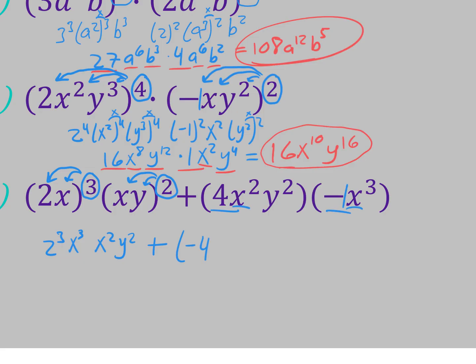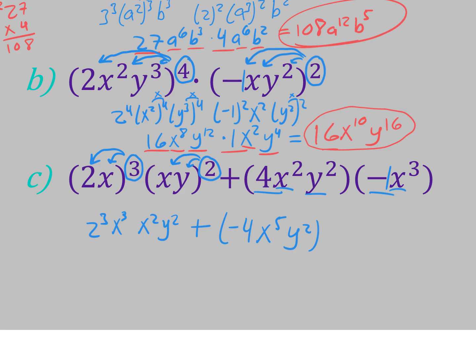X squared times x to the third is going to get me an x to the 5th. And there's nothing to combine with the y squared, so I leave it alone. And then over here, on the left side, 2 to the third is going to get me 8. X to the third and x squared is going to get me x to the 5th. And then y squared I leave alone.